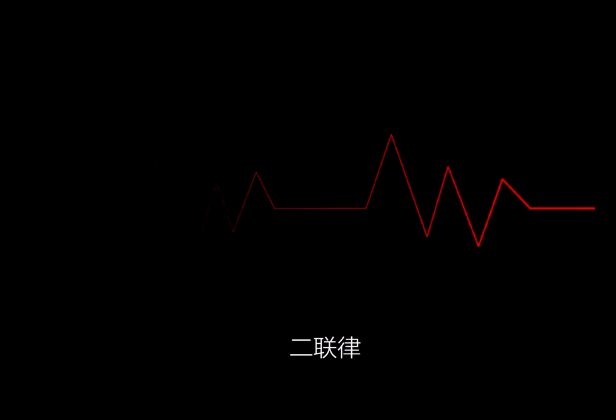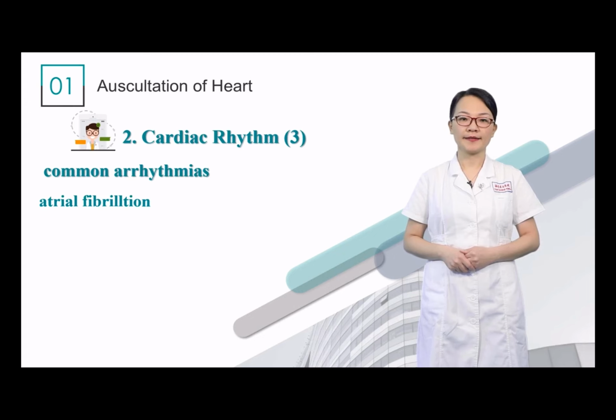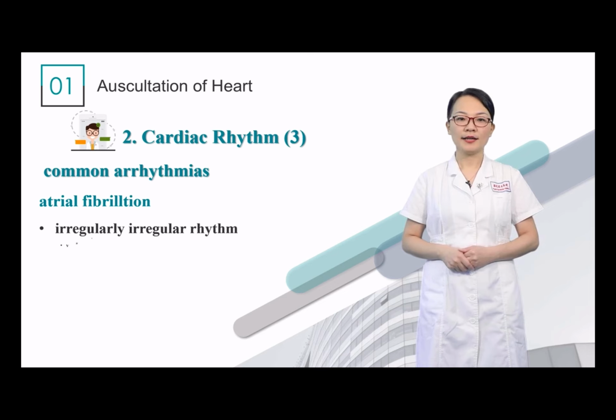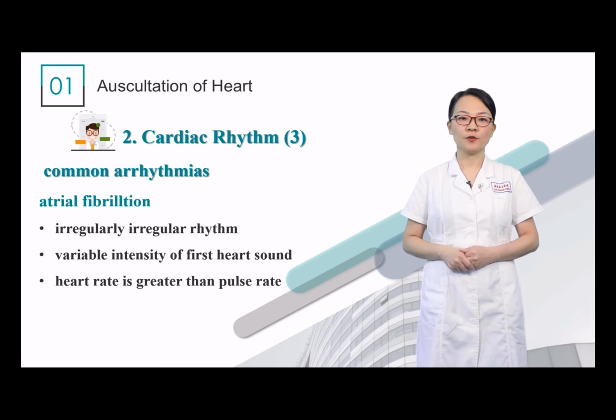As for atrial fibrillation, there are three characteristics like following: irregular rhythm, variable intensity of first heart sound, heart rate is greater than pulse rate. Here is an audio about atrial fibrillation for your reference.